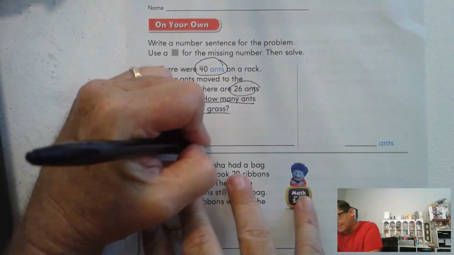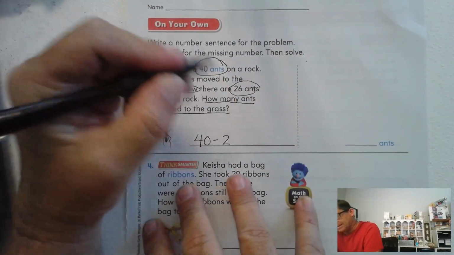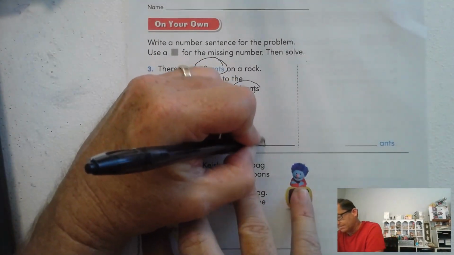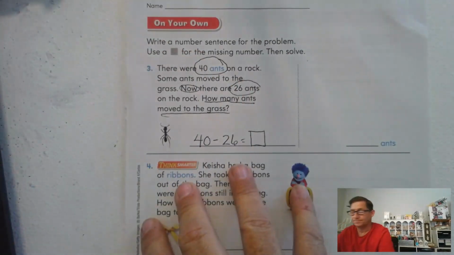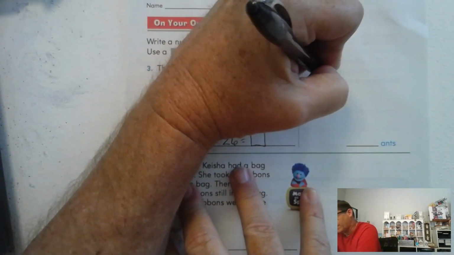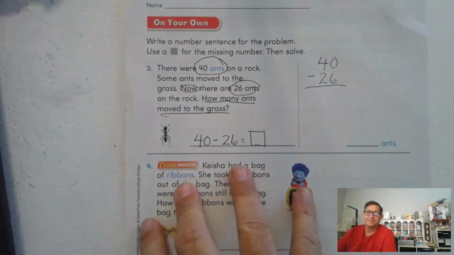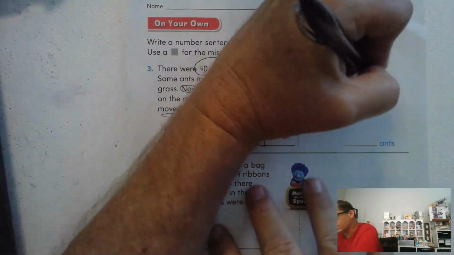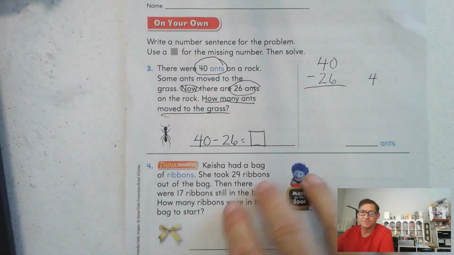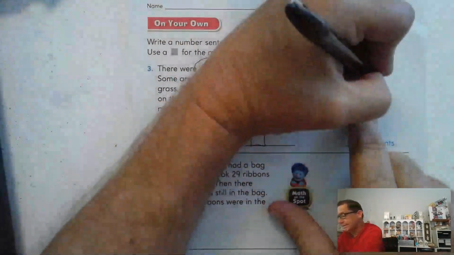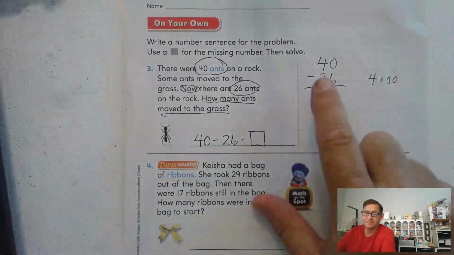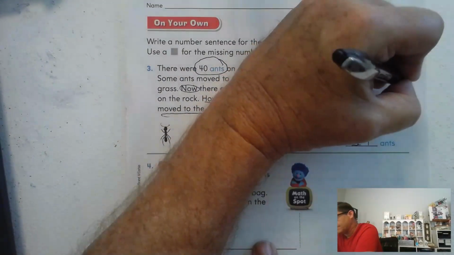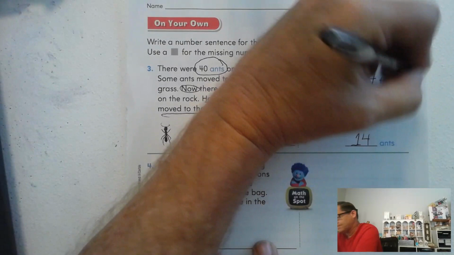So 40 ants minus the 26 that are still on the rock will tell me how many moved. Okay, well, 40 minus 26. I could use the method where we're counting up to find it. So 26 plus 4 is 30, right? And 30 plus 10 is 40. So 14 ants. Okay.